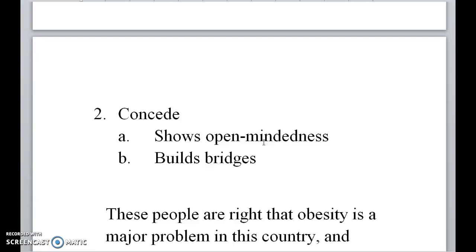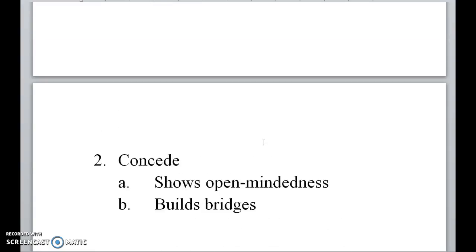Now the next piece is to concede. Conceding means to give up, essentially, or to agree with the opposition in some way. It shows open-mindedness. It shows that I can even see that people who disagree with me are right in some regards. It builds bridges with that opposition, metaphorically. It shows them that we're on similar grounds. We have similar goals. It's just that we disagree on how to get there.